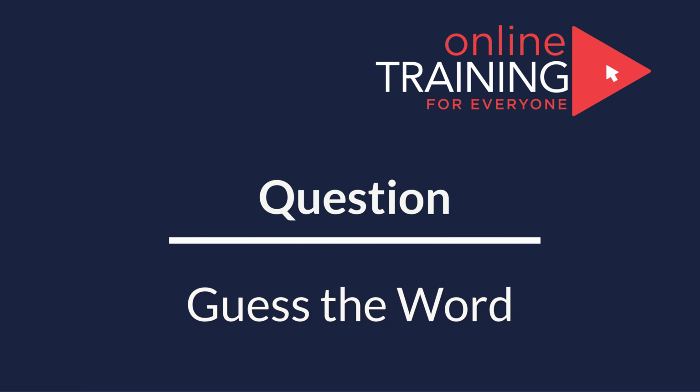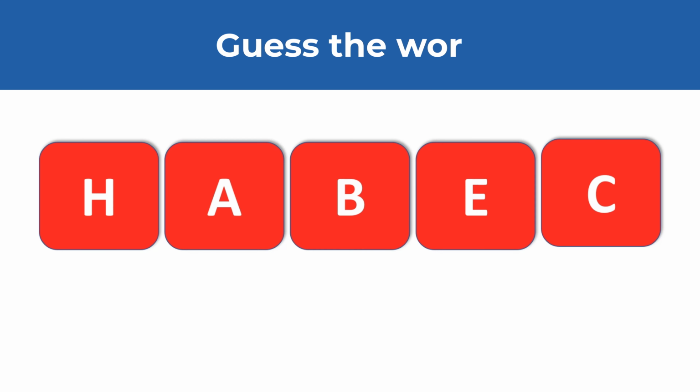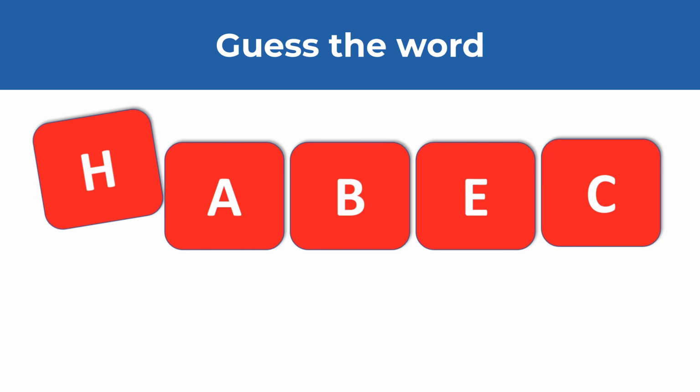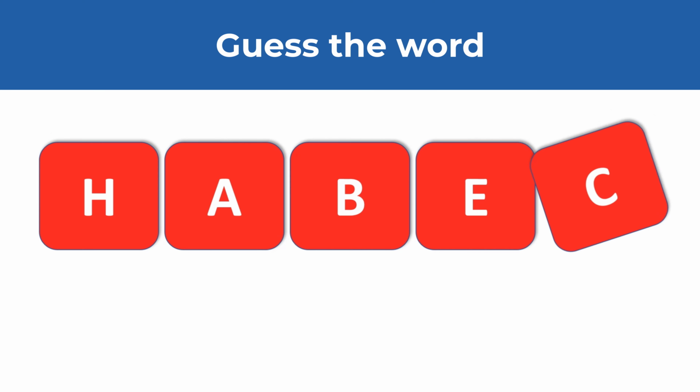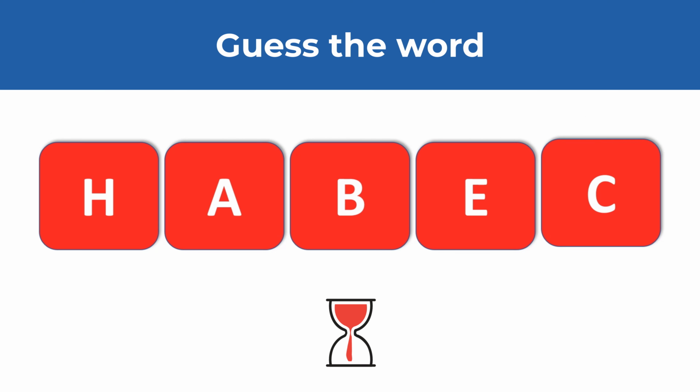Here's an interesting question from a recent test. You need to figure out the word from the 5 letters you see on the screen. The letters are H, A, B, E, and C. Do you see the word? Give yourself 10 to 15 seconds, maybe 20 seconds. You can pause this video to see if you can figure it out on your own. Make sure to use all the letters and make sure to use each of the letters once.